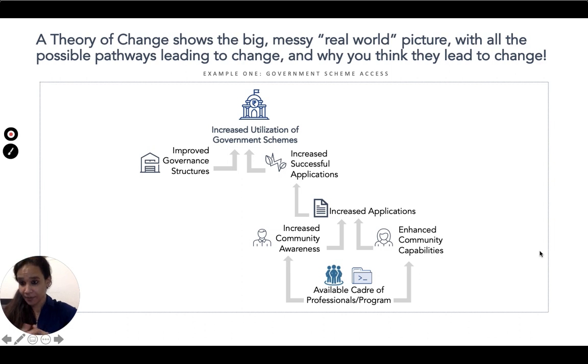For that to happen, the program has worked backwards. The organization in this case study worked backwards and said we need this cadre of professionals and this program which will, one, increase awareness about these schemes, and two, also handhold these target groups or communities to avail of the relevant government schemes.